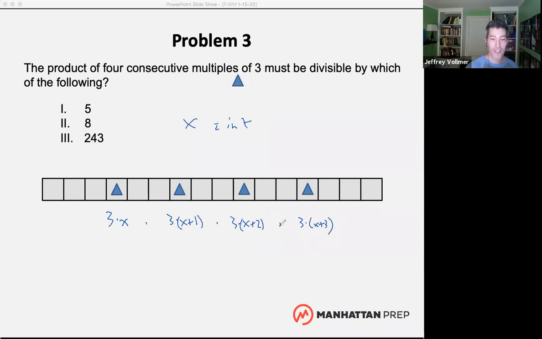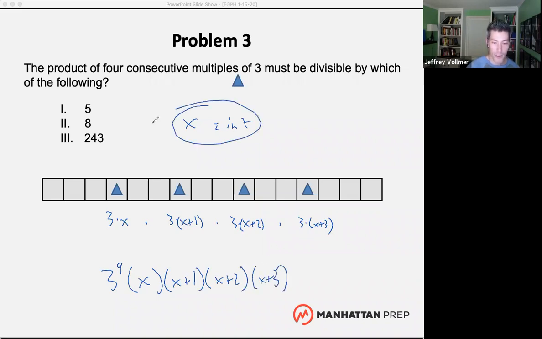All right, Zach, let's see what happens here. Because all of these are multiplied, here's what you have. You have 3 to the 4th, and then you're multiplying x by x plus 1, x plus 2, and x plus 3. Well, remember, x is an integer. So what do you have here? I think Sharon said it earlier. These are consecutive integers. And in three consecutive integers, you're guaranteed to have a multiple of 3. So somewhere in here, you're guaranteed to have another multiple of 3. And that means you'll have at least 3 to the fifth, which is 243.